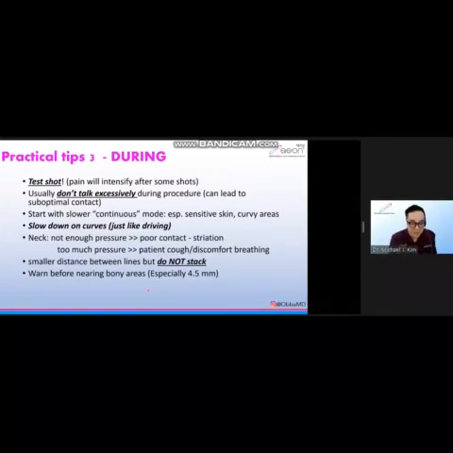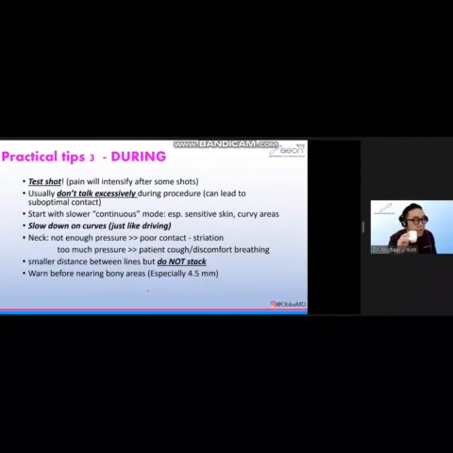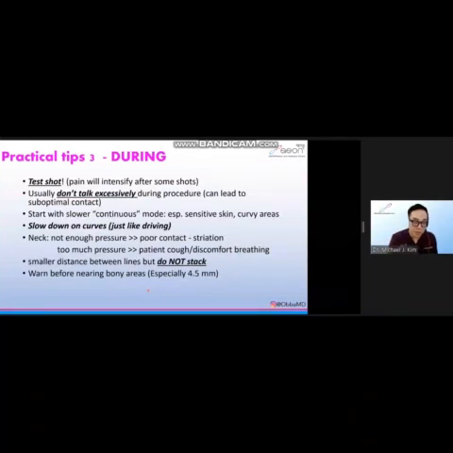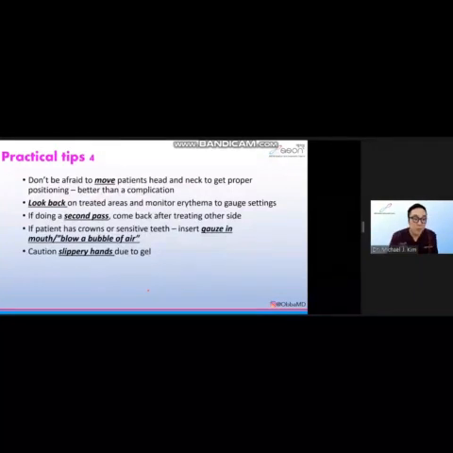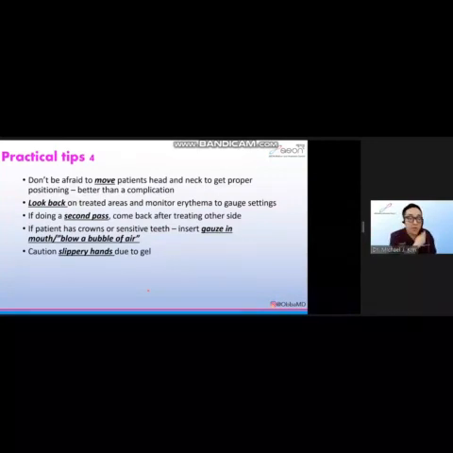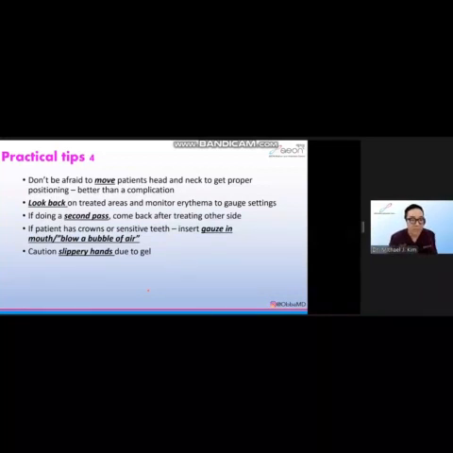And to have more effective results, you have to have shorter distances between the lines, but you have to be sure you don't stack. And before you go to bony areas like the mandibular area, the zygoma areas, make sure you warn them that it's going to be a bit more painful, especially if you're going to do the 4.5 mm. Don't be afraid to move the patient's head and neck to get proper positioning. That's better than having a complication. And after you treat an area and you move on, look back on the treated area and see how much erythema is there. That way you'll be able to gauge the settings as you move on.